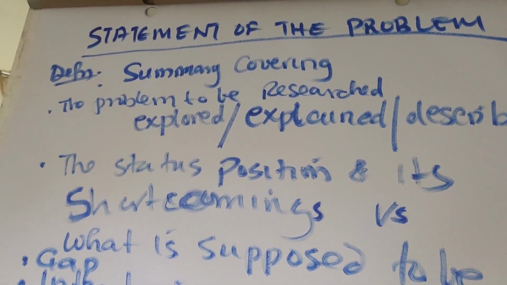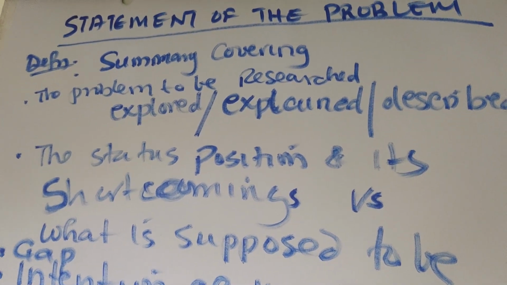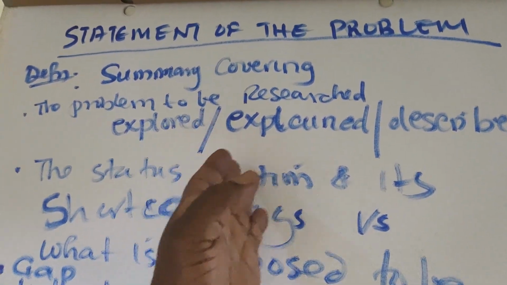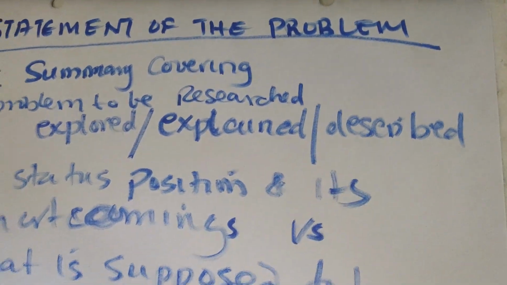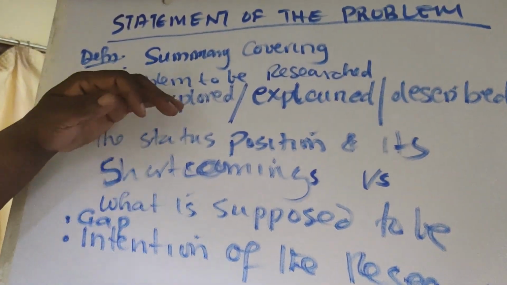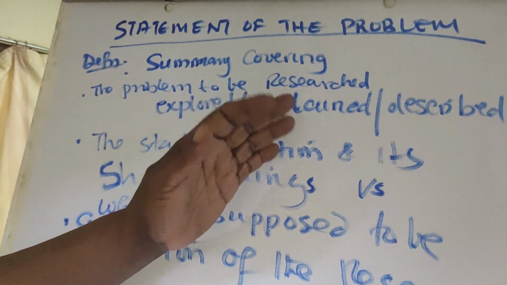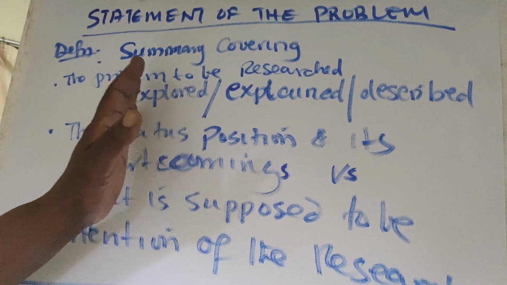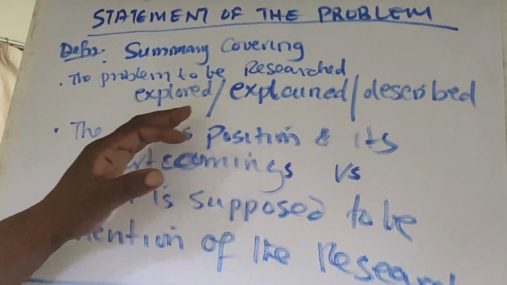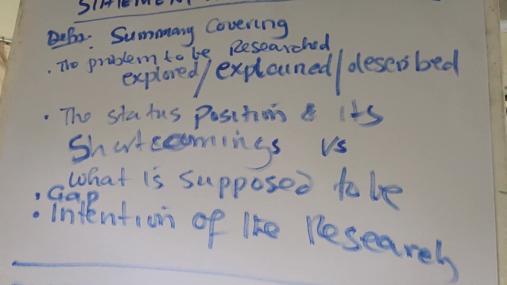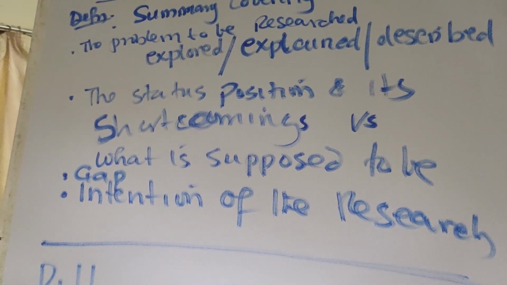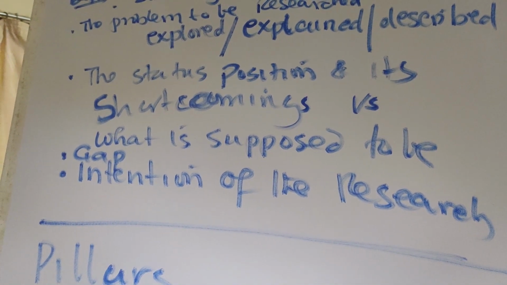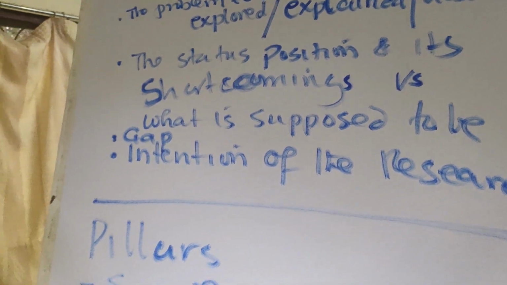1, it must cover the problem to be researched. And by researching, it means it's either to be explored, explained, or described. So if someone reads the statement of the problem, then he knows what problem is going to be researched. And the other thing is the status or the position and its shortcomings vis-a-vis what is supposed to be.